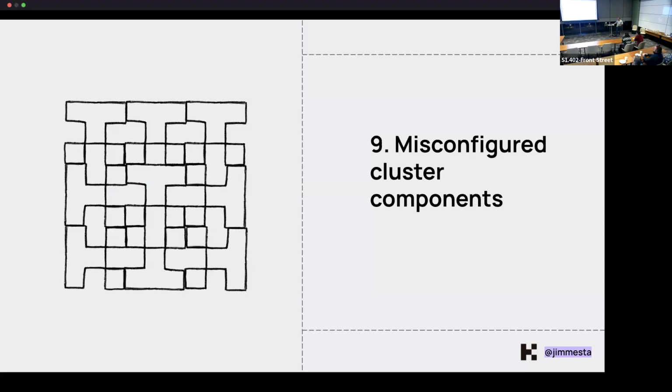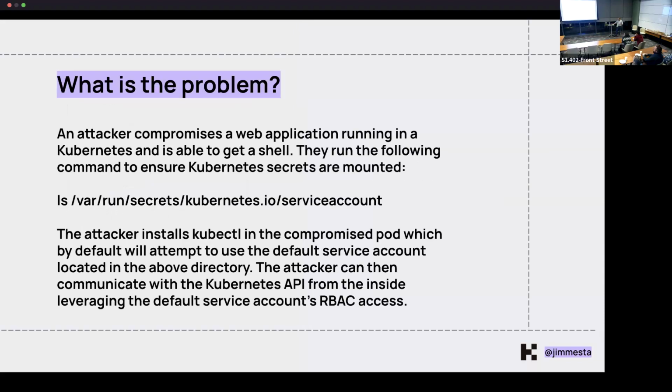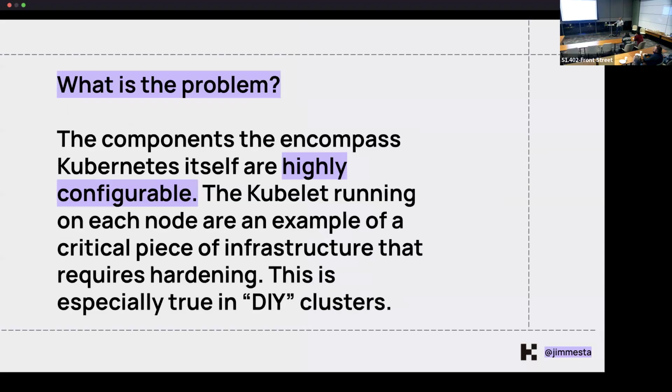All right, misconfigured cluster components. So another layer of misconfiguration. These are the components that build Kubernetes themselves. It's very dark out there. And these are things like the kubelet, the Kubernetes API server, anything that's creating the Kubernetes cluster.